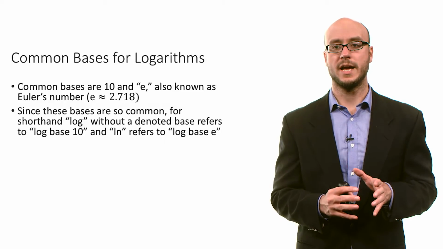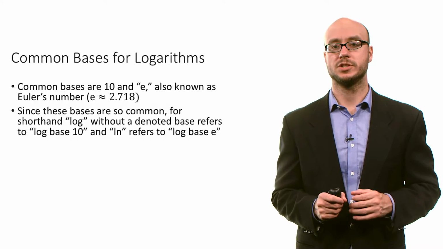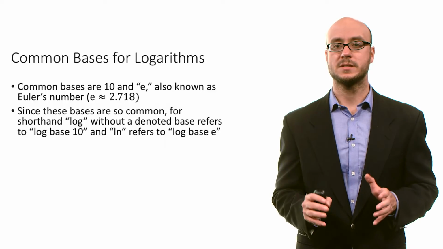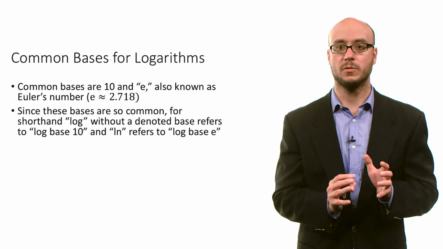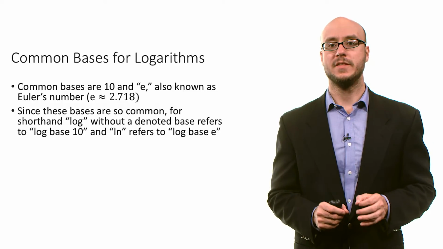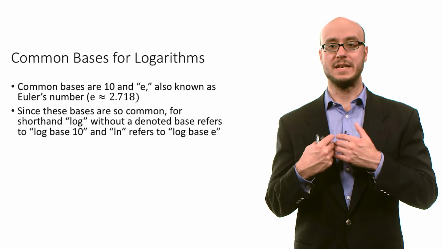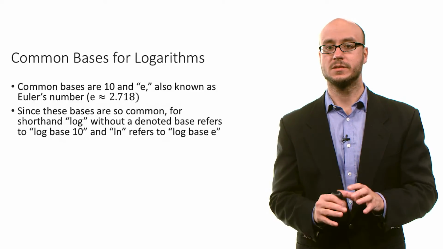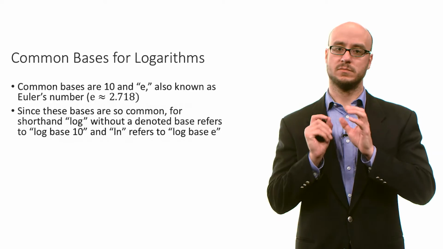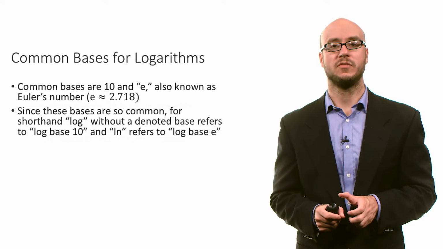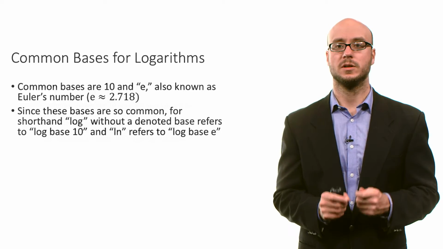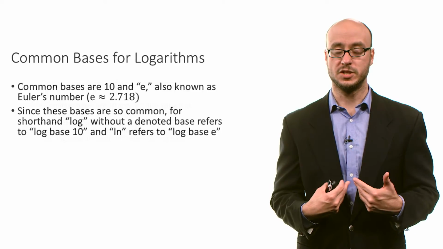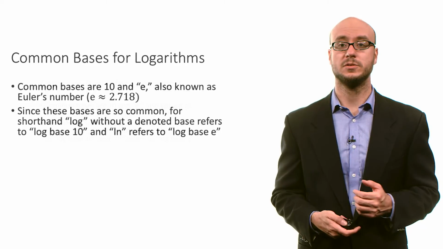So for shorthand, if you don't see a base mentioned, log without a base usually refers to a logarithm with a base 10. And then we use ln, or the natural logarithm. That refers to a log of base e. So if somebody says, oh, I did a natural logarithm of an x variable, that usually refers to a logarithm using Euler's constant of roughly 2.718.